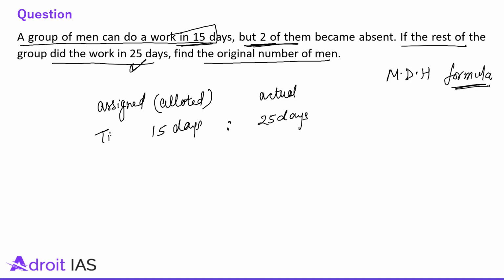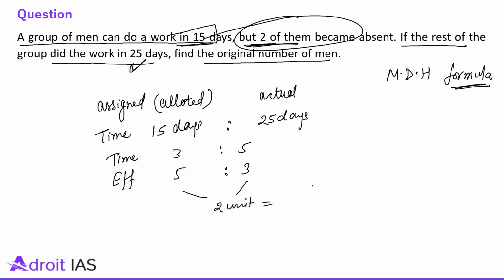So the ratio of the time is given here, right? This is 3:5. So the ratio of time is 3:5. So the ratio of the efficiency will be what? It will be in the ratio 5:3, right? So the difference is 2 units, right? The question is saying 2 workers were absent. So the difference is 2 workers, right?